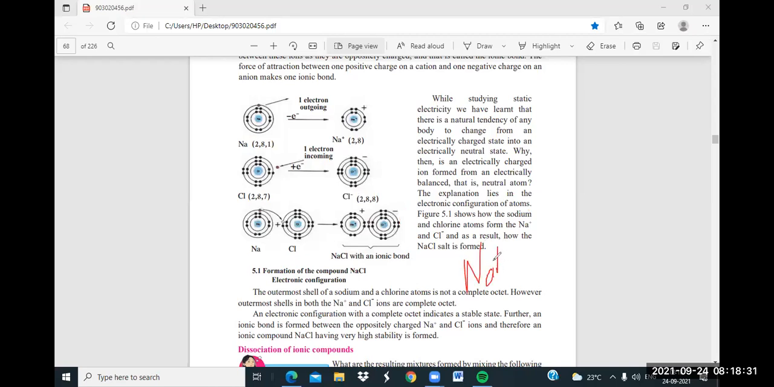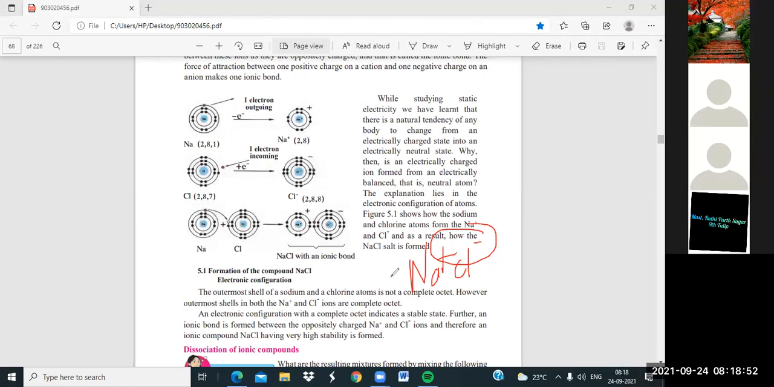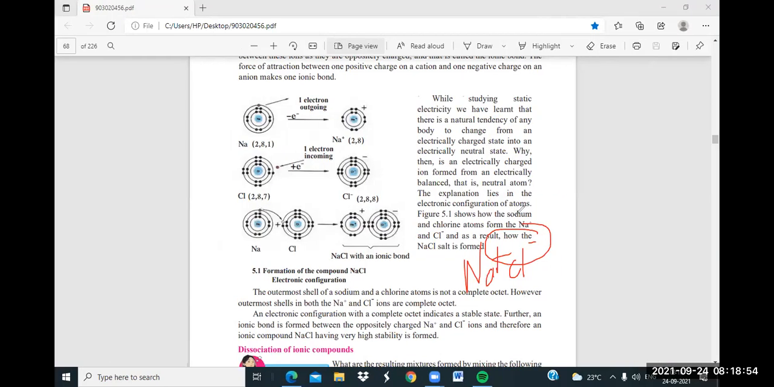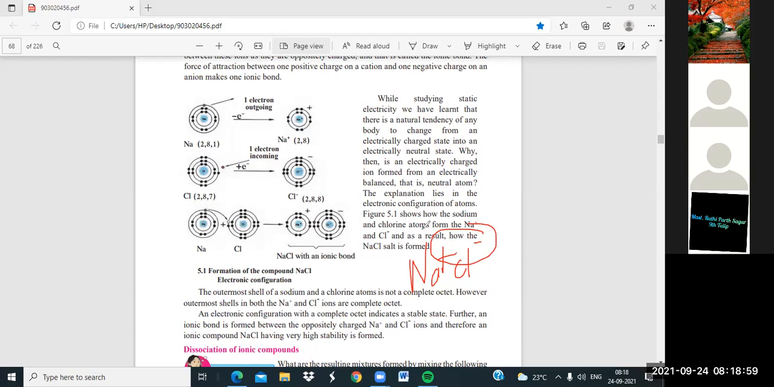But one plus and one minus attract, so it becomes uniform. Due to that, no charge is present in it. So an electronic configuration with a complete octet indicates a stable state. And then this ionic bond is formed between these positive and negative charges. Due to that, very high stability is formed in this compound. Okay.